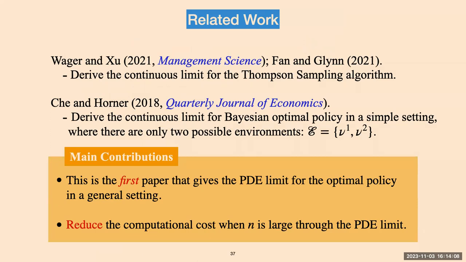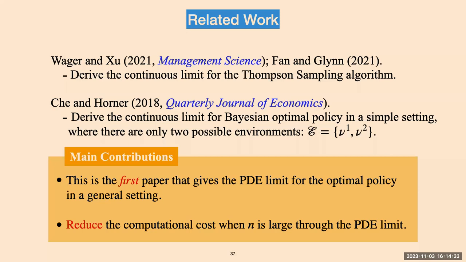I want to say something about the related work that is similar to our framework. The first one is a group at Stanford. They derived a continuous limit for Thompson sampling, so they end up with a stochastic differential equation to model it when the horizon n goes to infinity.